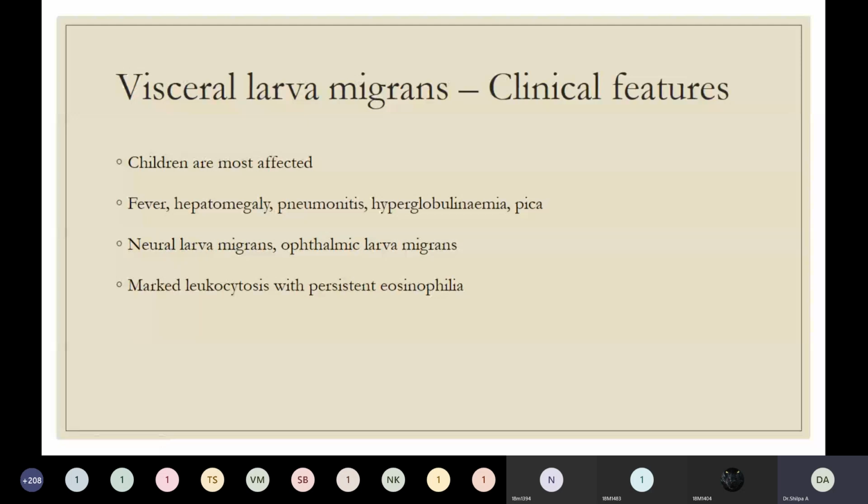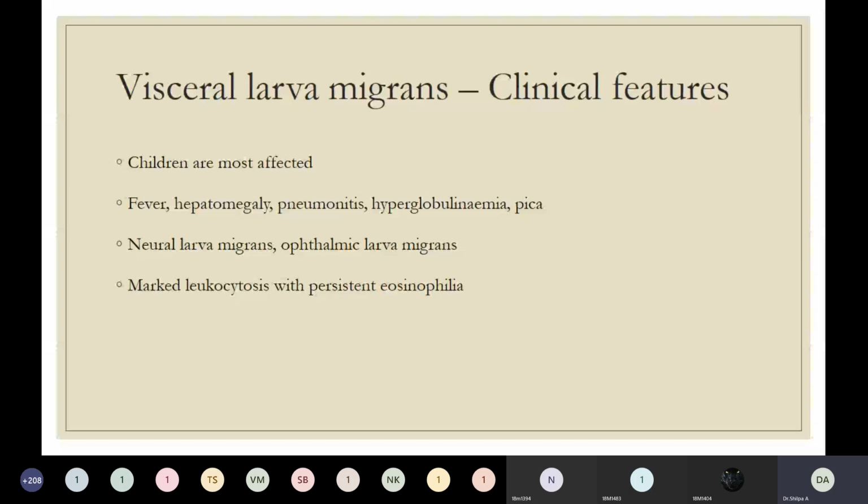Coming to the clinical features of visceral larva migrans, children are most commonly affected naturally because they are the ones who play in the soil and eat mud while playing. So the most commonly affected age group would be children, and they may present with fever, hepatomegaly, pneumonitis, hyperglobulinemia, pica, depending on the site involved. And sometimes in neural larva migrans, they might present with neurological manifestations, and in ophthalmic larva migrans, they can present with endophthalmitis.